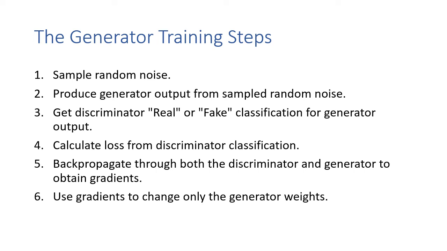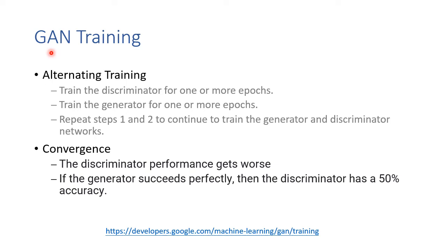In general, the training of generative adversarial networks is an alternating training. We first train the discriminator for one or more epochs, and then we train the generator for one or more epochs. Then we repeat steps 1 and 2 to continue to train the generator and the discriminator networks alternately.